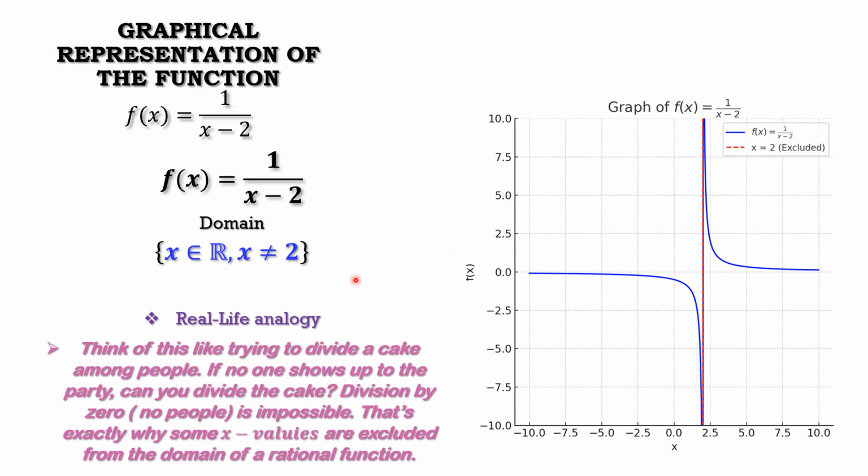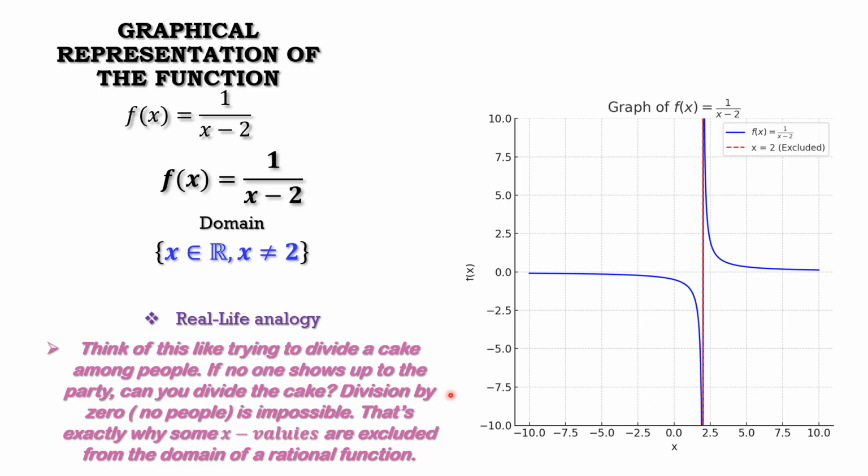So let's look at a real life situation here. Think of this like trying to divide a cake among people, maybe a birthday cake. If no one shows up to the party, can you divide the cake? No, you can never divide the cake because you don't know the number of people coming for the party. So division by 0, no people, is impossible. That is exactly why some x values that will put the denominator to 0 are excluded from the domain of a rational function.